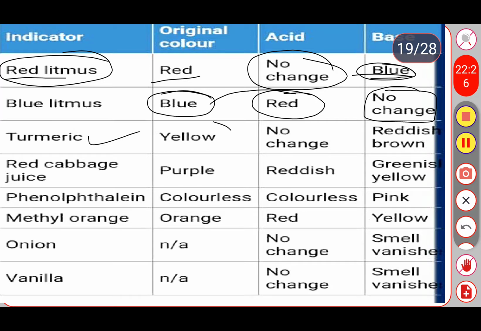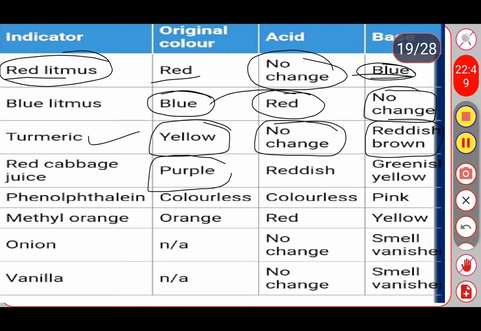It cannot change its color in acidic solution, but it changes color in basic solution. When you dissolve the turmeric powder in basic solution, the entire solution turns reddish brown. Fourth one, red cabbage juice. The original color of the red cabbage juice is purple, and it turns the acidic solution reddish and greenish yellow in basic solution.